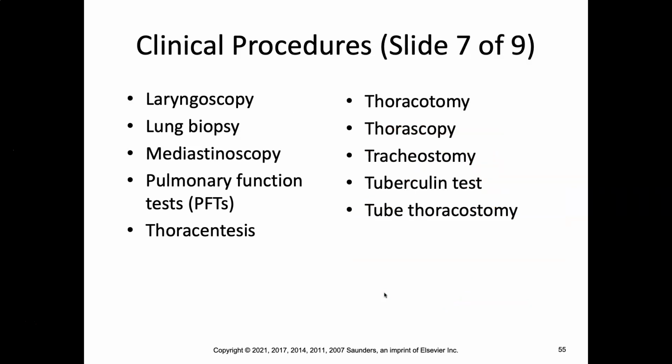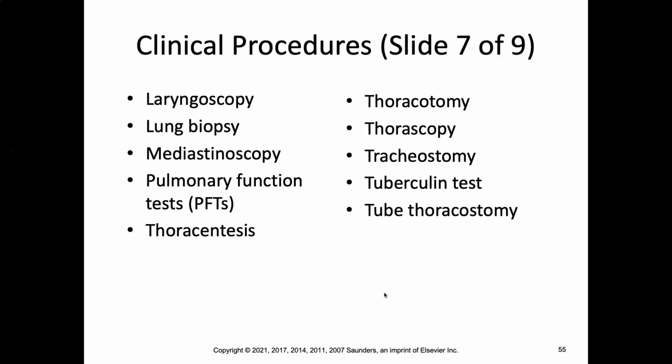So what are some clinical procedures? They use that laryngoscope to take a look, laryngoscopy, lung biopsy, mediastinoscopy. Pulmonary function tests are very common. You'll see a lot of those done. Thoracentesis, that's putting a needle down into the lungs and removing some fluid, or into the pleural cavity and removing fluid. Thoracotomy is that cutting into. Thoracoscopy is that viewing into.